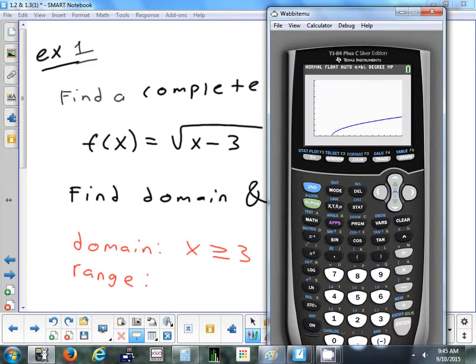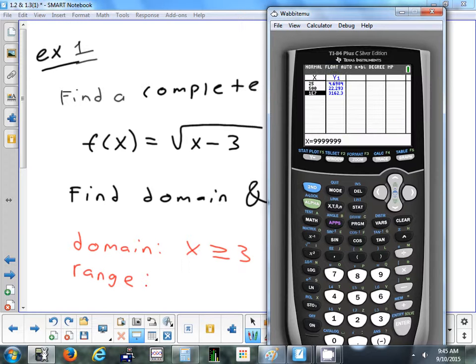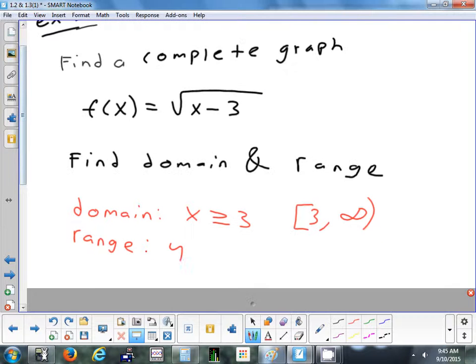Now, what's the lowest y value we could ever have? 0. Yeah, it doesn't go any lower than 0. Try your lowest x value. y is 0. As you go a little higher, y gets a little higher. It's never going to go lower than 0. So it's greater than. Yep. Range is greater than or equal to 0. Or you can write it down.